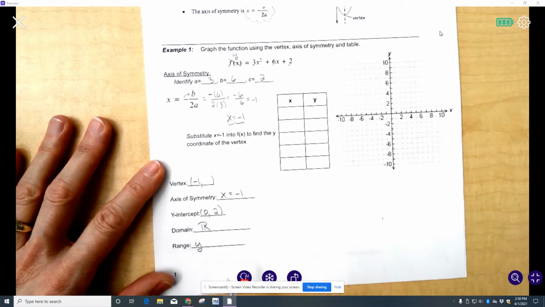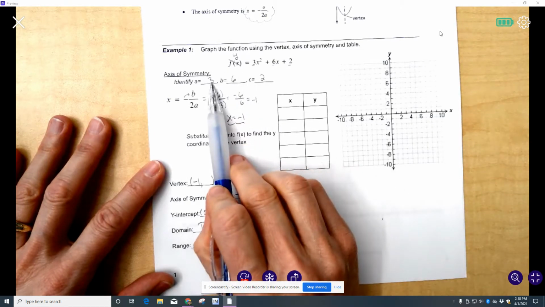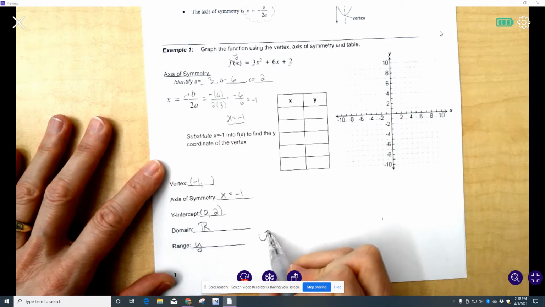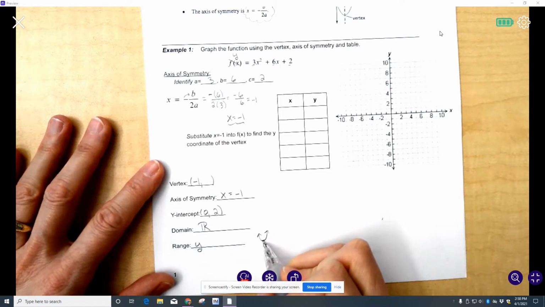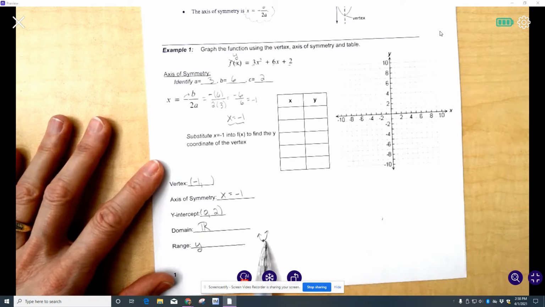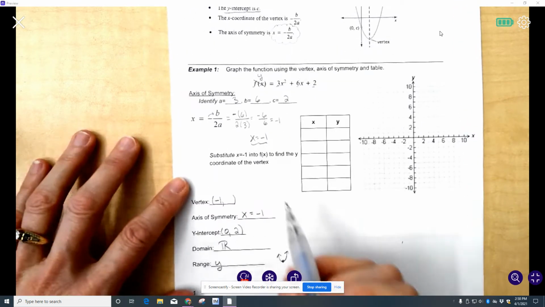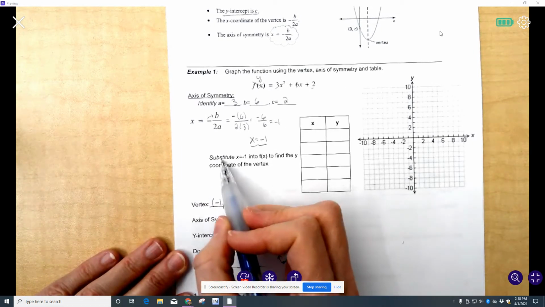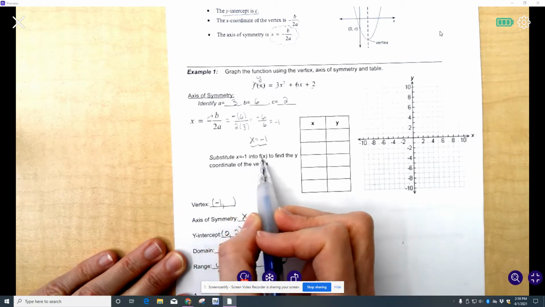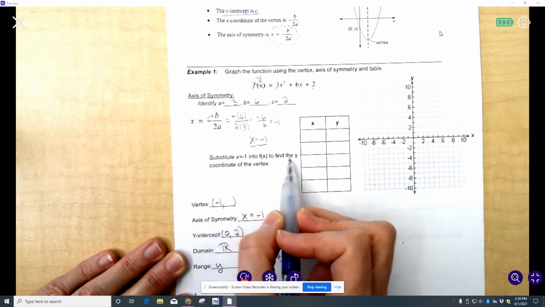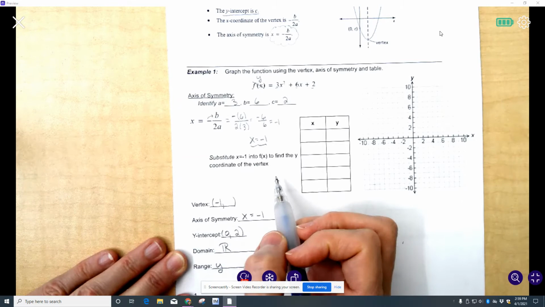We know a couple of things. A is positive, so we know this graph is upward facing. And we know that the vertex will be at the bottom. Ooh, we need the y portion of our vertex to find our range. All right, let's do that then. So this gives you a hint. If we substitute x equals negative 1 into f of x, we find the y coordinate of our vertex.